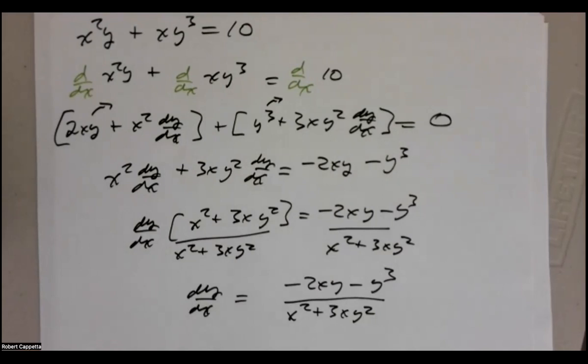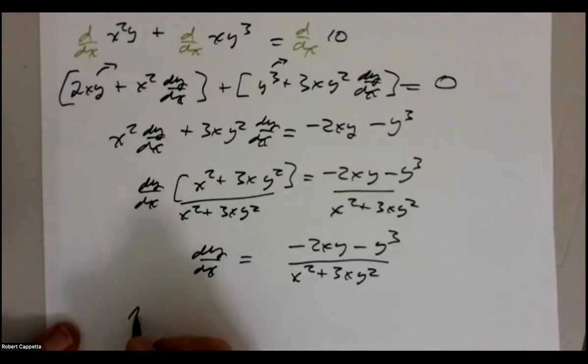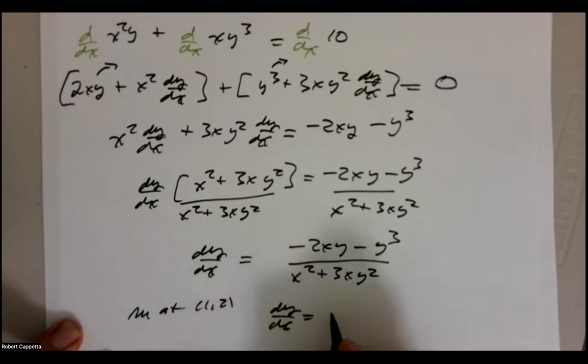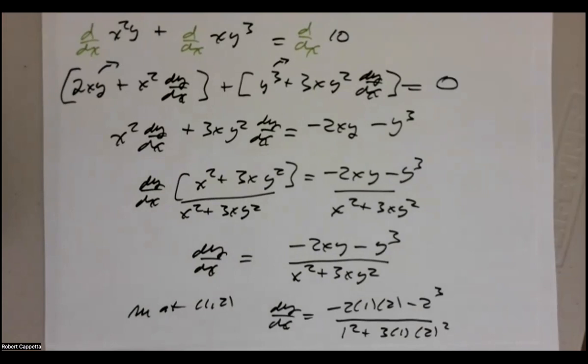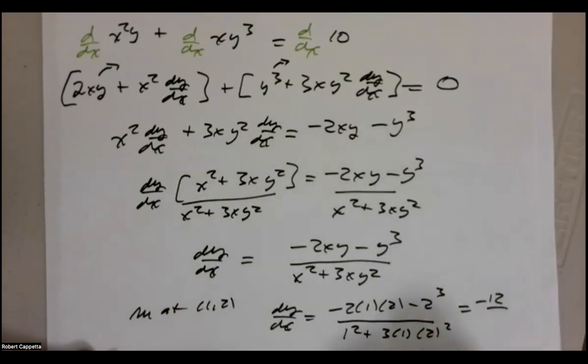Now I want to find the slope at (1, 2). So if I plug (1, 2) in, what am I going to get? dy/dx equals negative 2 times 1 times 2 minus 2 cubed over 1 squared plus 3 times 1 times 2 squared. Well, that's messy. What does that give me? Upstairs, negative 4 minus 8, negative 12. Downstairs, 4 times 3 is 12, plus 1 is 13. Negative 12 thirteenths.